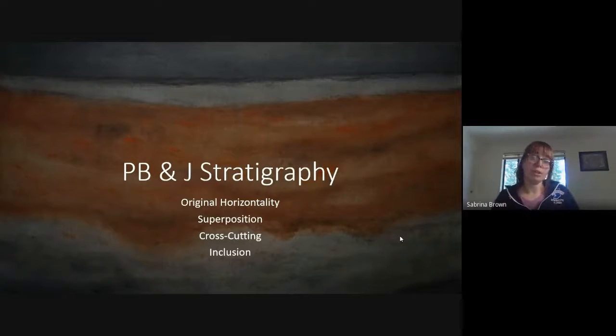If we wanted to get really fancy, we could inject a different kind of jelly with a syringe into our peanut butter and jelly sandwich as an igneous intrusion. We could cut it in half, right? We could create a fault along those layers to represent those cross-cutting relationships.